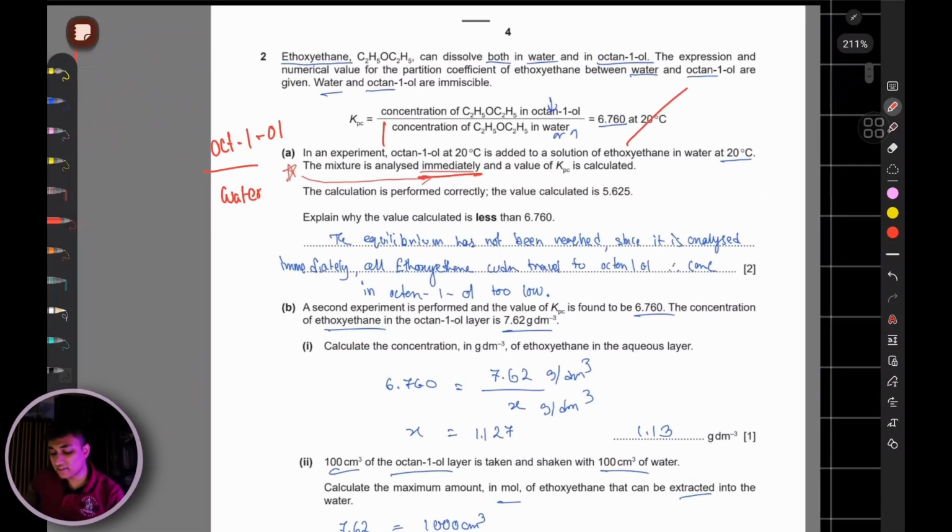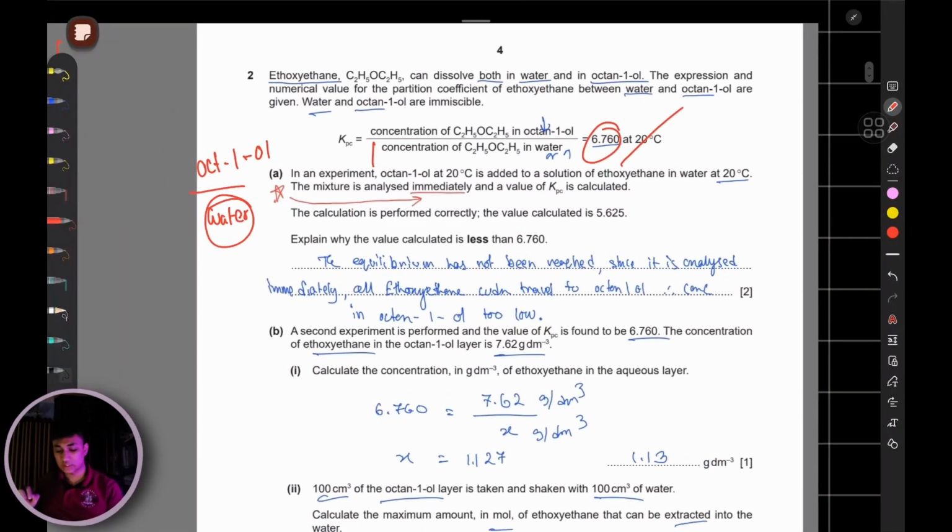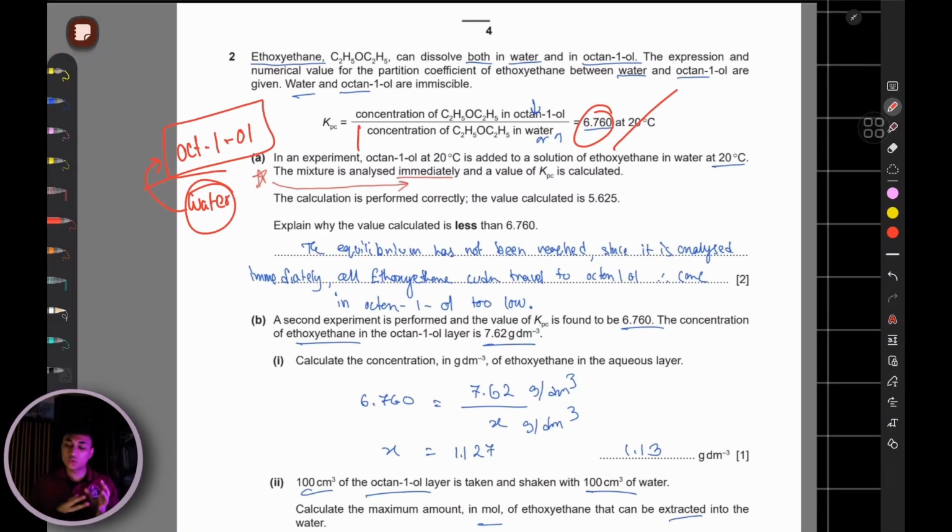Great. And explain why the value calculated is less than 6.76. Now, this part of this question is important to follow because this is where they're literally answering the question. So they're telling you, why has the Kpc not reached its real value? So what has happened is there is a certain mass of ethoxyethane in water, right? Now, what has happened is the equilibrium has not been established, meaning all of the ethoxyethane could not travel to the alcohol solution. So we need to give it more time for the equilibrium to be established.